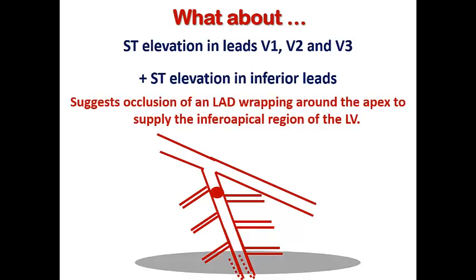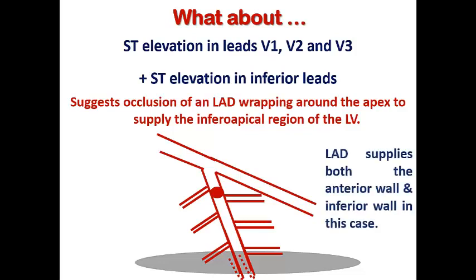Here, I suggest that the patient is having LAD occlusion, but the LAD here is wrapping around the apex to supply the inferoapical region of the LV, as we have seen that sometimes it occurs. Here, the LAD supplies both anterior wall and inferior wall with mostly non-dominant or small rudimentary right coronary artery, so it is called wraparound LAD.